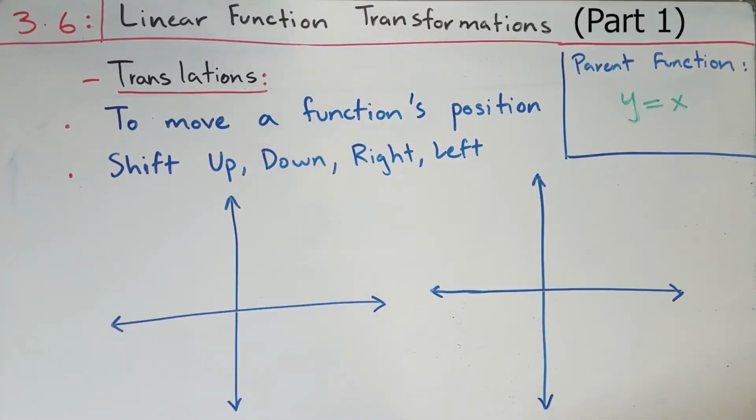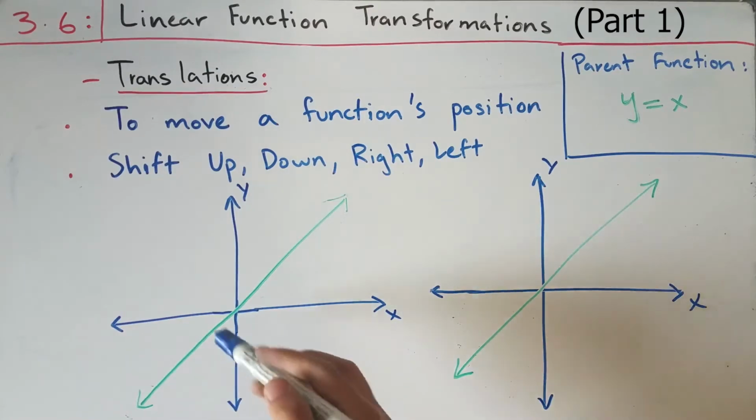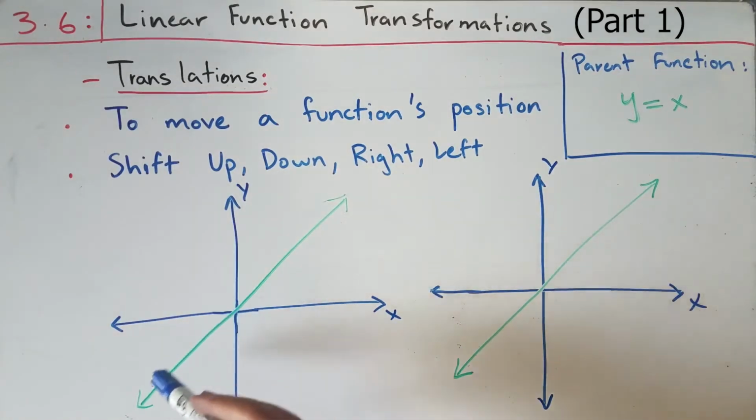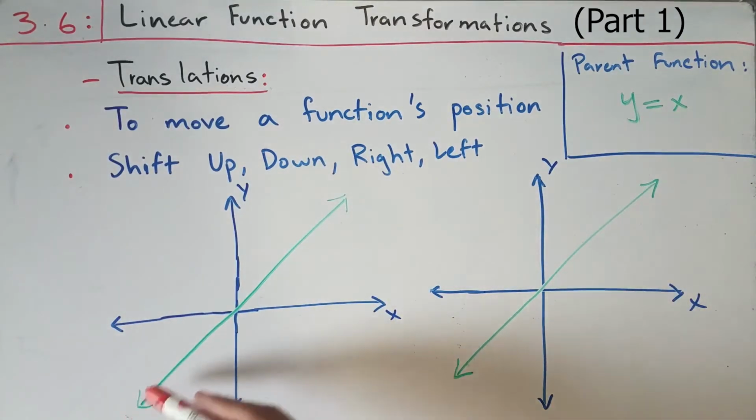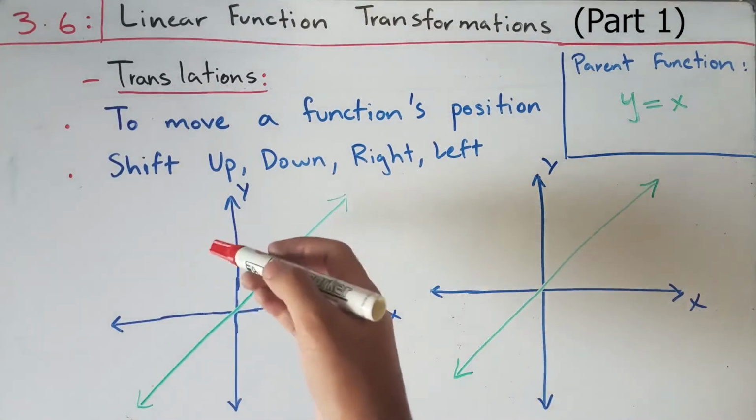We know that the parent function for all linear functions is y equals x. And if we graph the parent function, we get something that looks like this. The line passes through the origin (0, 0), and the line has a slope of 1. On this first coordinate plane, let's translate the line y equals x upwards and downwards.